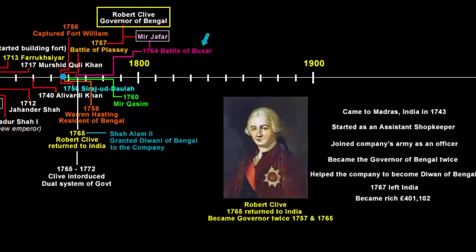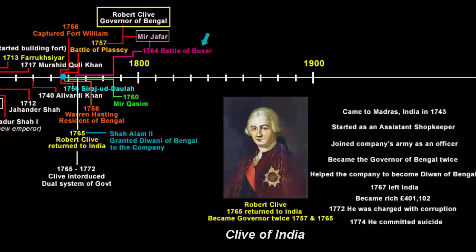After 5 years of leaving India, that is in 1772, he was charged with corruption by the British Parliament, who was suspicious of his vast wealth. Although he was acquitted, he committed suicide in 1774. This clearly proves that he was involved in many big corrupt activities during his time in India. So this was the quick story of Robert Clive, who was also known as the Clive of India.